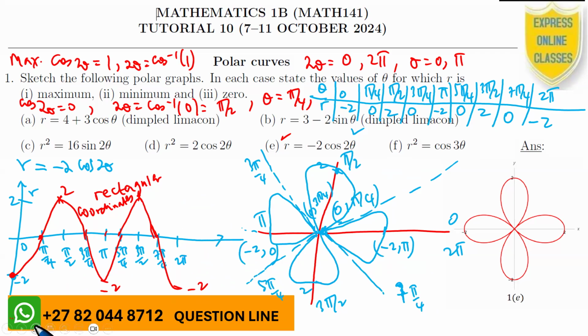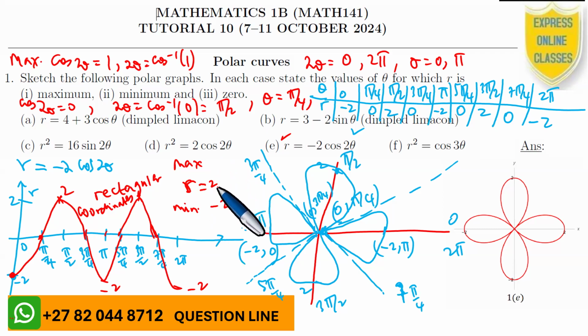And so now there is the maximum, the minimum, and 0. So where do we have the max? It is 2. The minimum is going to occur at -2.